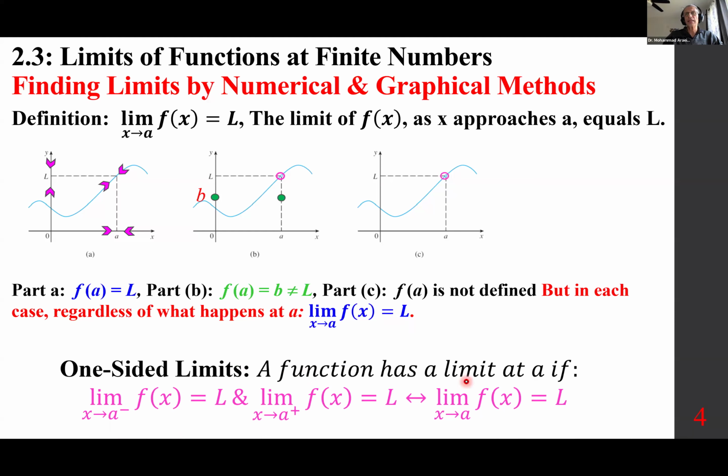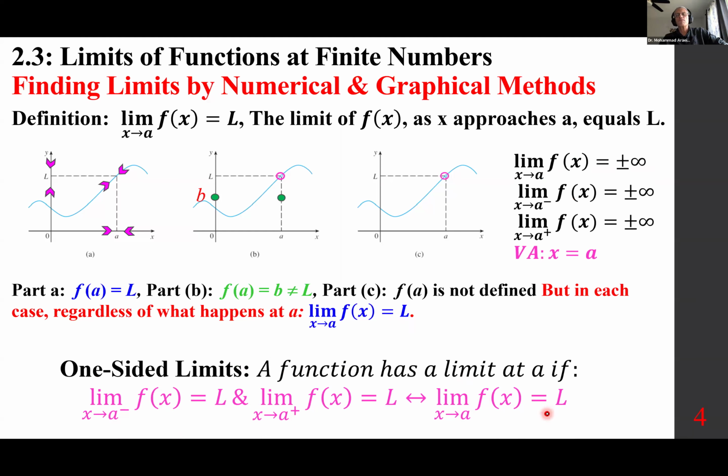A function has a limit at A if the limit of f of x as x approaches A from the left is equal to L, and the limit of f of x as x approaches A from the right equals L. Because the two limits are identical, the limit of f of x as x approaches A equals L.